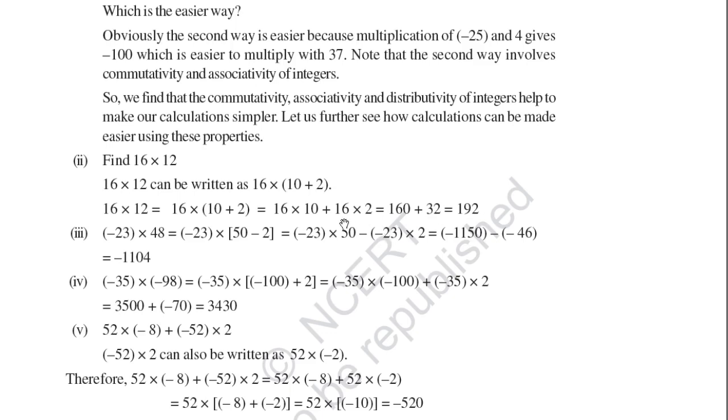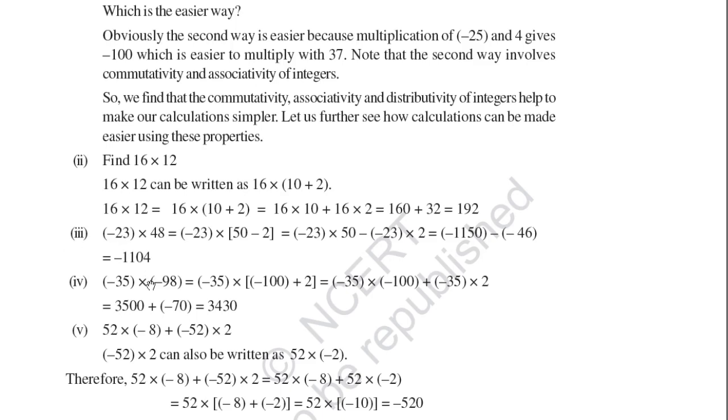So here also the same thing. You can write 48, so you can search for the nearest number so that you can multiply it easily. So you can see that they have used 50 minus 2. It will become 48. So this will be multiplied by 50 and this will be multiplied by minus 2. So here you can see that it will become minus 1150, and this will become positive 46. So it is easier to calculate.